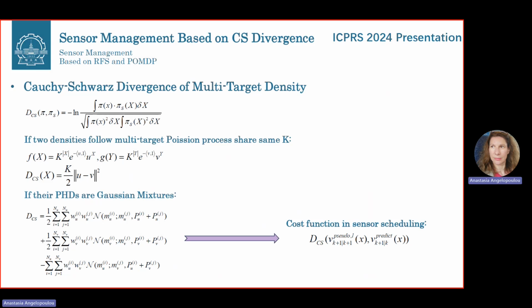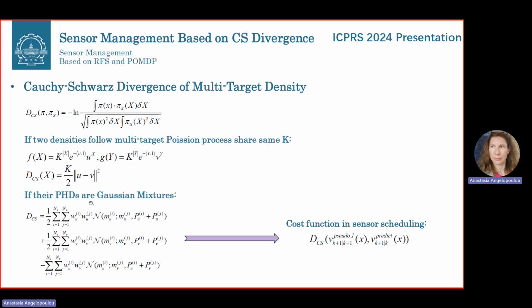We choose the Cauchy-Schwarz divergence between the predicted and the pseudo-updated multi-target probability densities as our reward function, because it's not only a metric that satisfies the triangle inequality, which can measure the information gain by just calculating the CSD value, but also admits a closed form expression and can be directly calculated by GM PHDs.